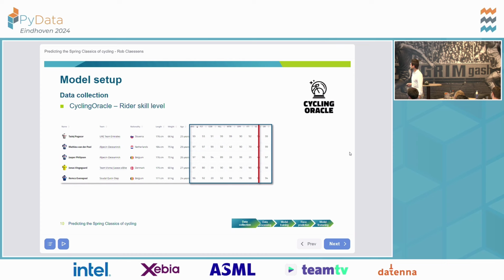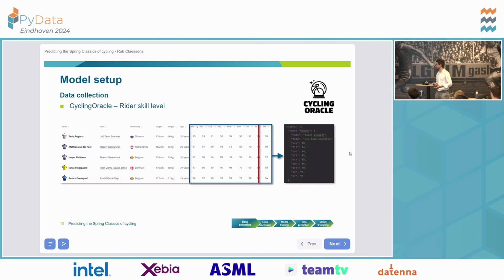Lastly, the rider skill level, I took it from Cycling Oracle. So basically they have this large database of all riders, which basically holds information at how good they are at a certain scale. So it is like a flat terrain scale and hills, sprints, etc. And I put this into a JSON file to use for my training.